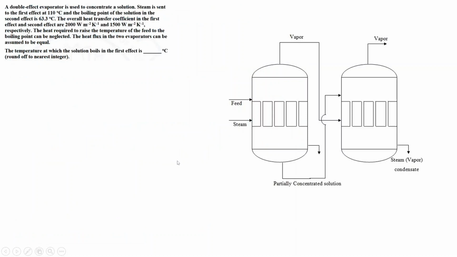So just to give a basic schematic of a double effect evaporator, this is my first evaporator. If I'm only using a single one, then it's a single effect evaporator. Since I'm using two evaporators, we call it a double effect evaporator. Here, steam is sent to the first effect at 110 degrees Celsius. So I can write this Ts as 110 degrees Celsius, and the boiling point of the solution in the second effect is 63.3 degrees Celsius.